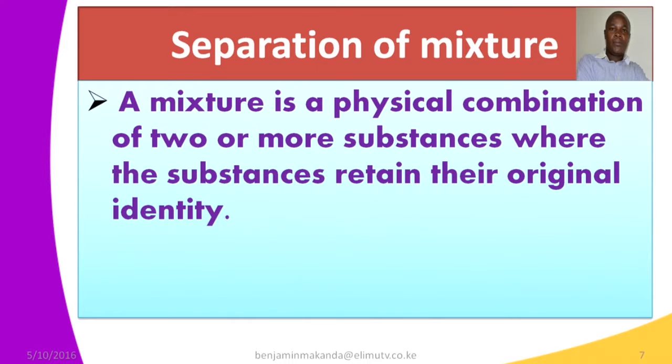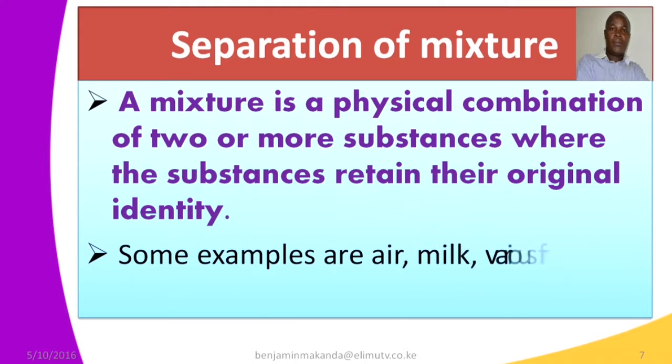Still on mixtures, some examples are air, milk, and various fruit drinks. So these are some of the examples of mixtures that we have. We have air, and we can define air as a mixture of gases. Why do we define air as a mixture of gases? Because it's made up of other gas components, which include oxygen, nitrogen, argon, carbon dioxide gas, etc., including dust particles and water vapor. Therefore, air becomes a mixture of gases.